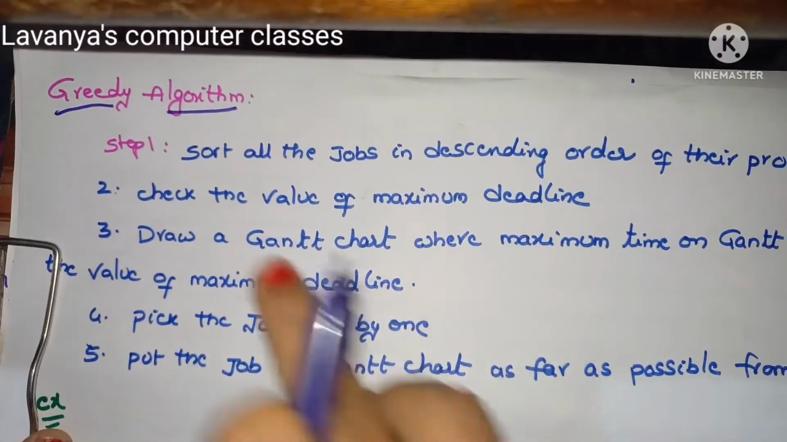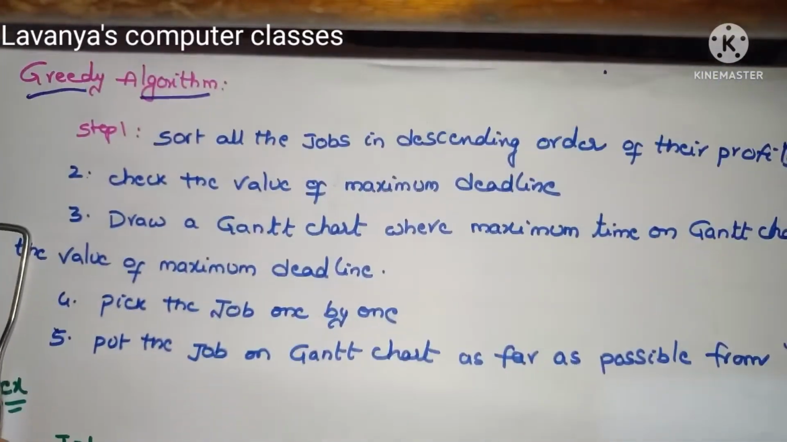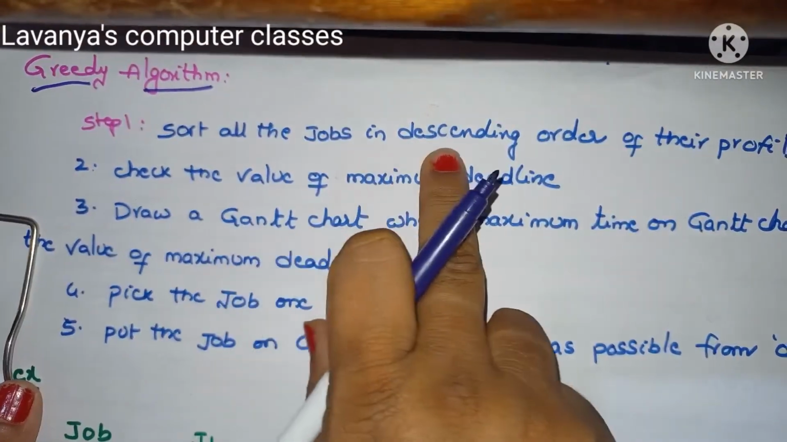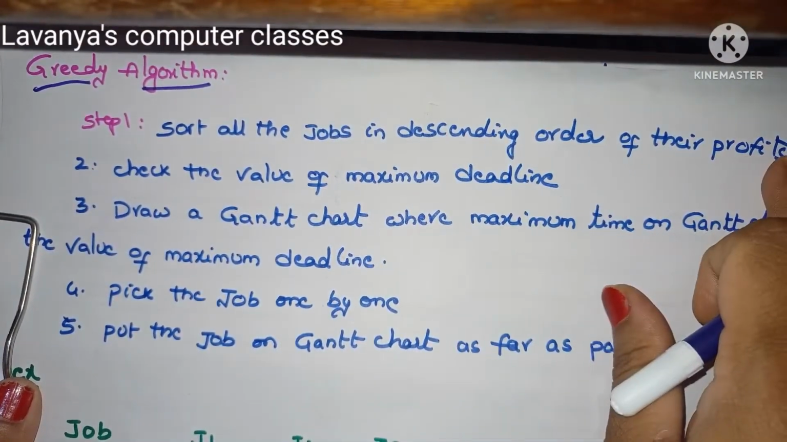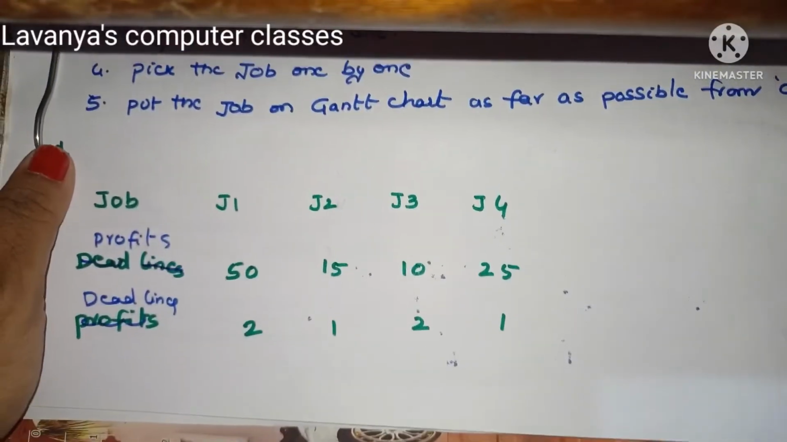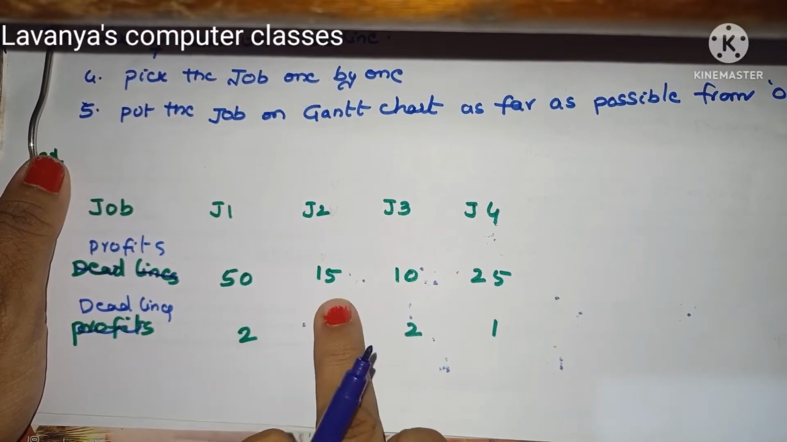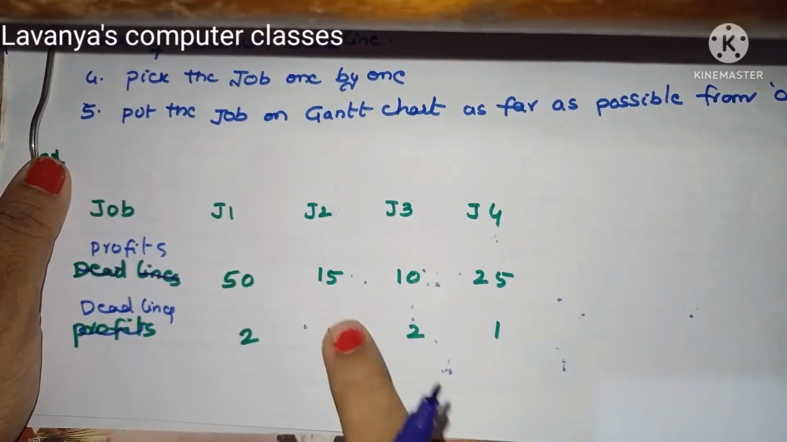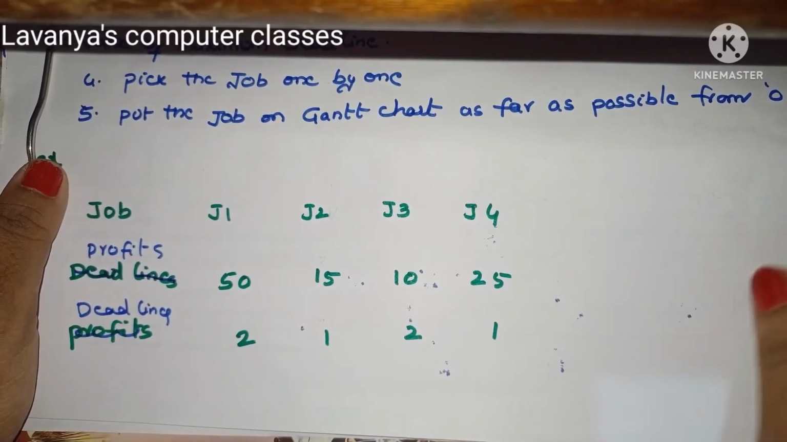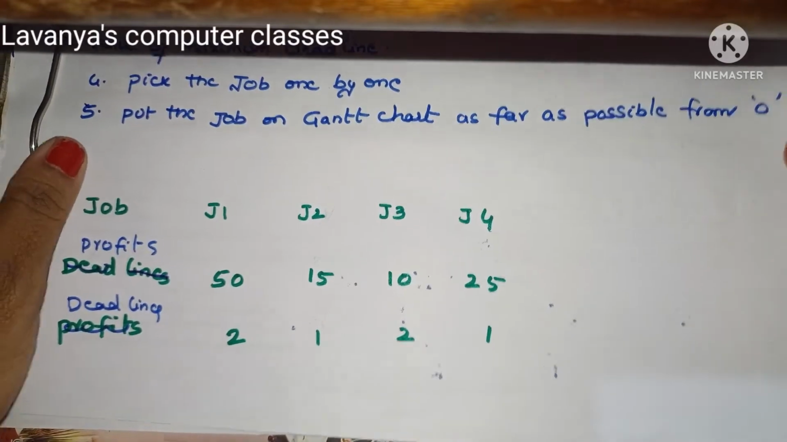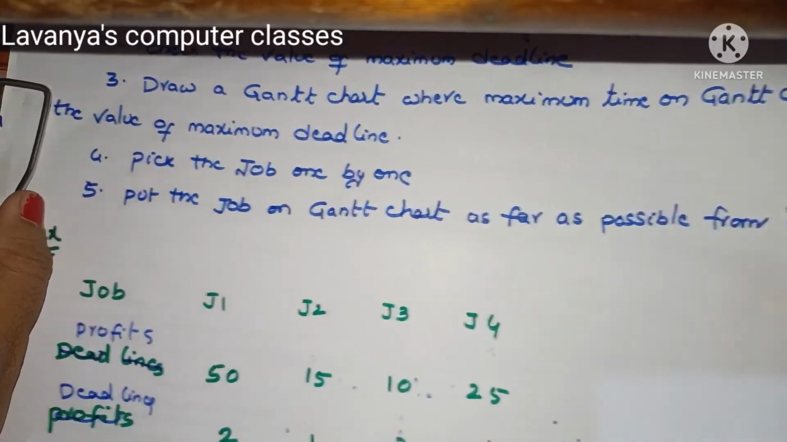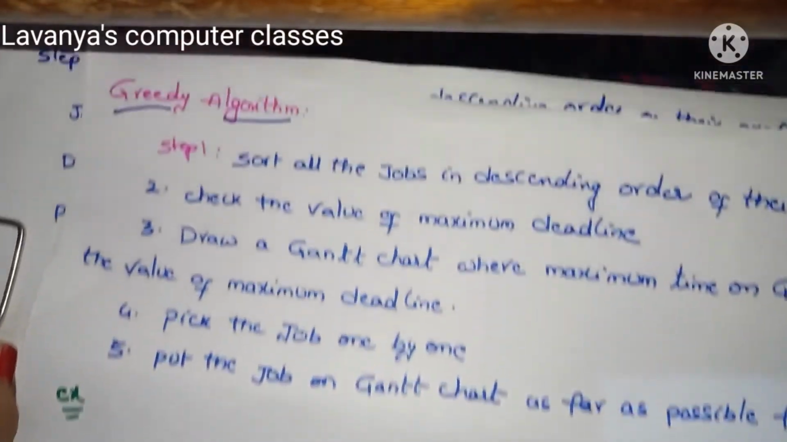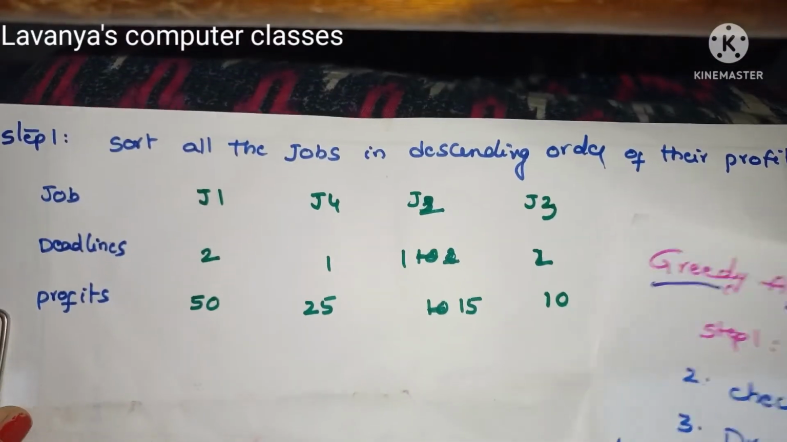So according to the greedy algorithm, this is the question. According to the greedy algorithm, first we sort all the jobs in descending order of their profits. Here it is not in order, because 50 is there, 15 is there, 10 is there, 25 is there. So according to these profits, we have to arrange all of them in descending order of profit. That means whichever has the highest profit, keep it first. So I arrange it like this.